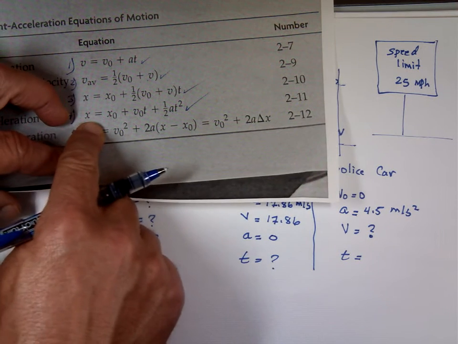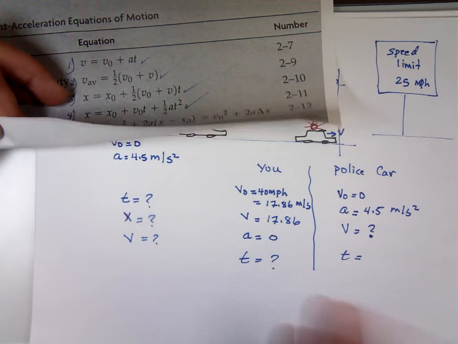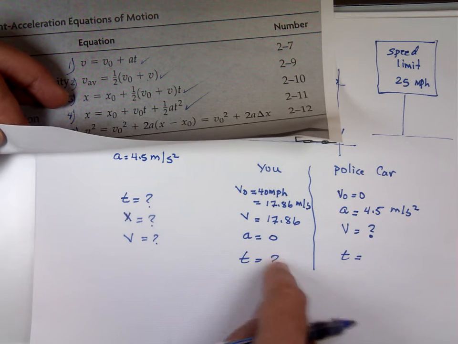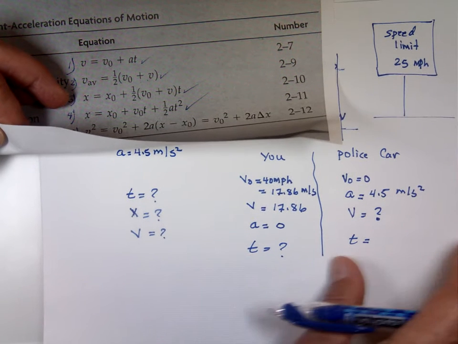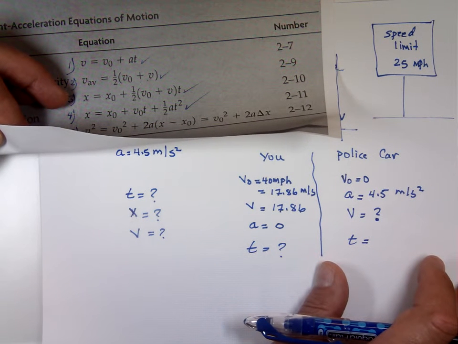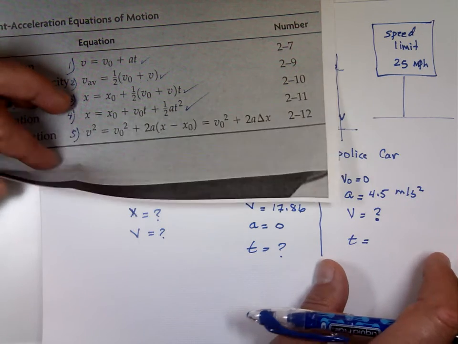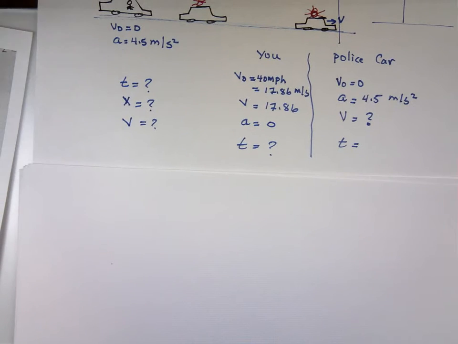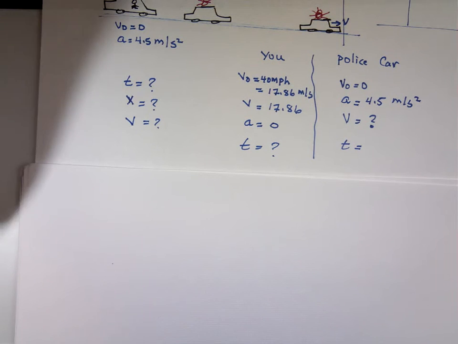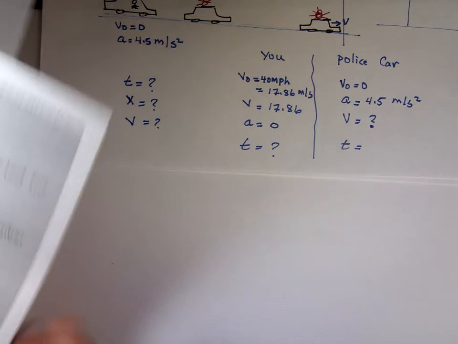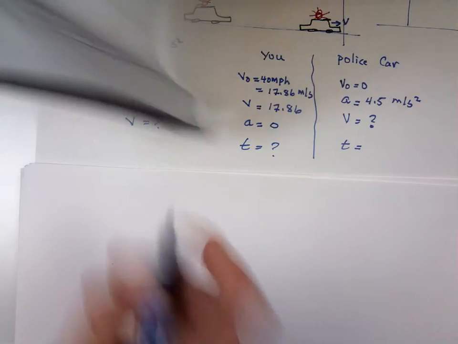If I plug into one of these equations, there seem to be too many unknowns, but I can get an equation from here and an equation from here. If you have two equations and two unknowns, could you solve them? Sure we can. Let's write some equations and see if that helps us. This is not an easy problem, so you have to think about it a little bit. Let's try this equation for the car.